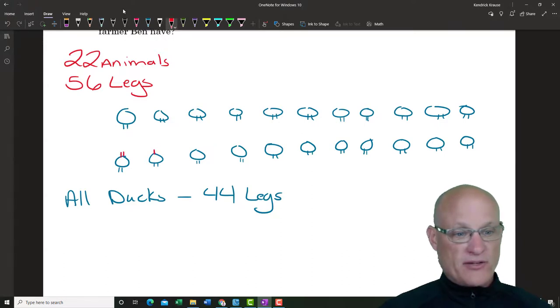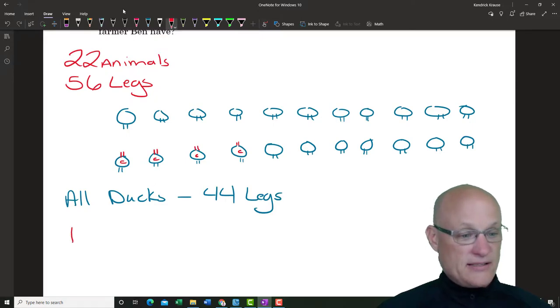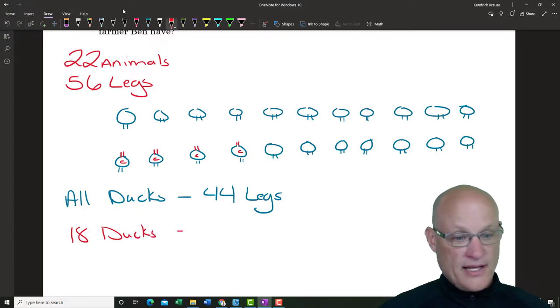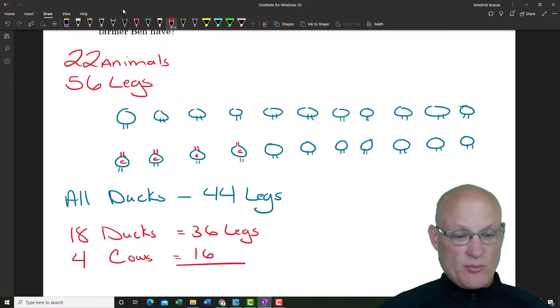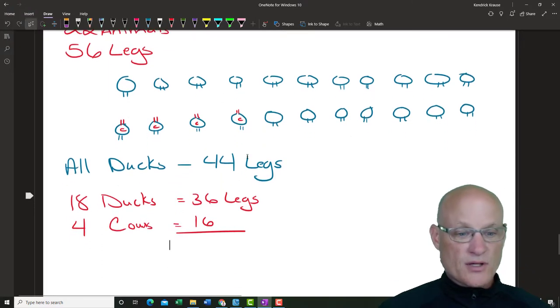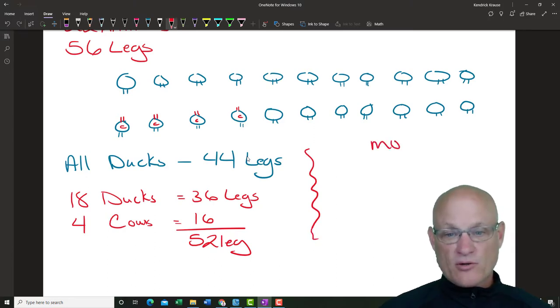Let's make some of these cows. I'm going to turn you into a cow, and you, and you. Now let's see how many legs we have. We have 18 ducks, that's 36 legs, and 4 cows, that's 16 legs. That would be a total of 52 legs. So I don't have enough legs, so I need more cows. Like, I need more cowbell.